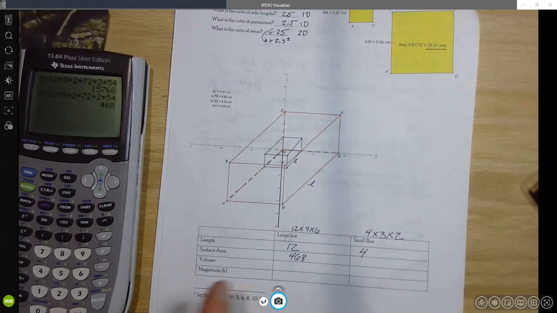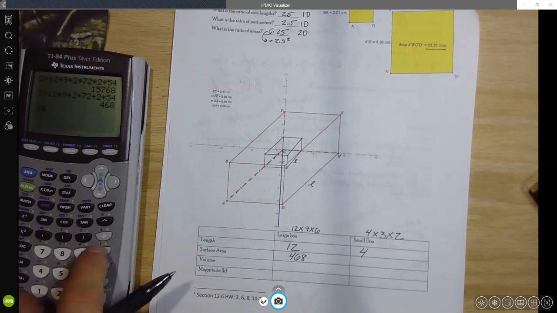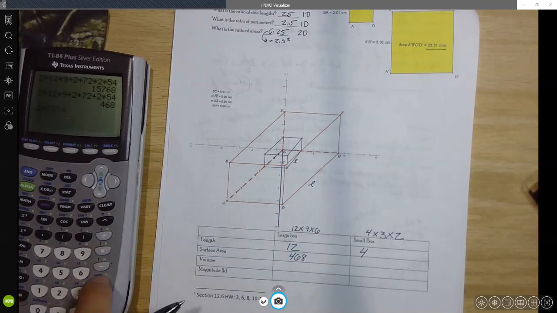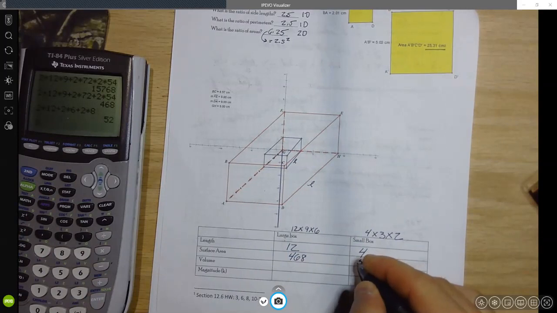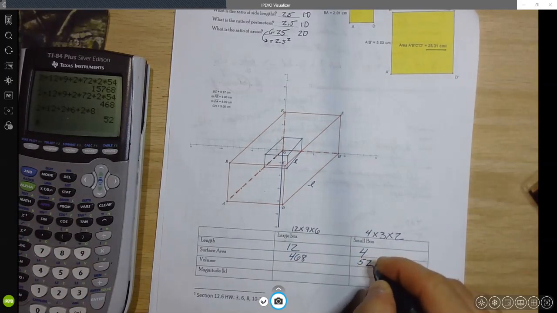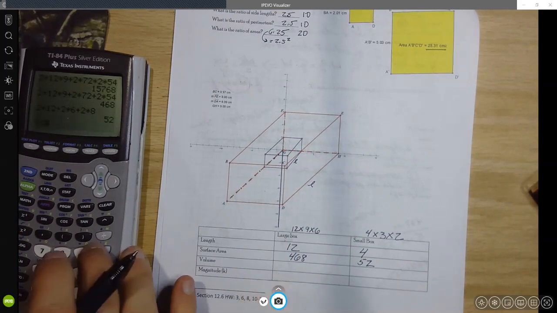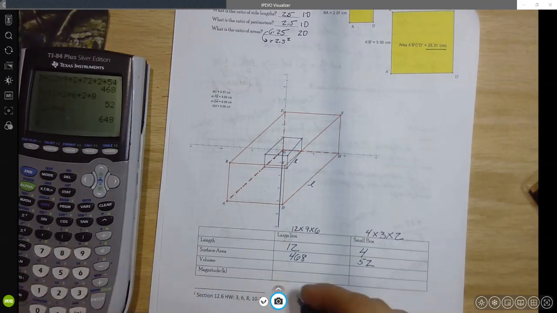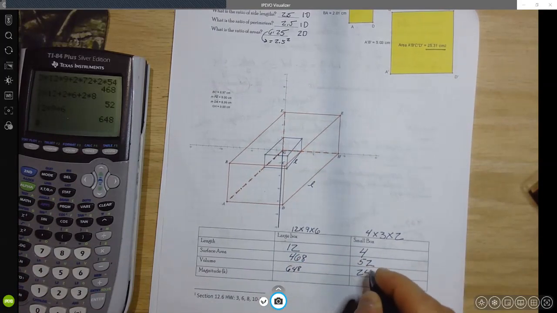And then for the smaller box, so 2 times 12 plus 2 times 6 plus 2 times 8. 52. The volume, so that's just 12 times 9 times 6, 648. Volume, 4 times 3 times 2 is 24.